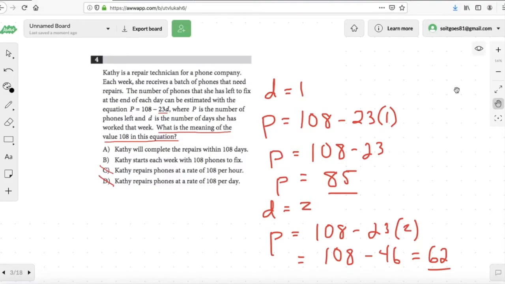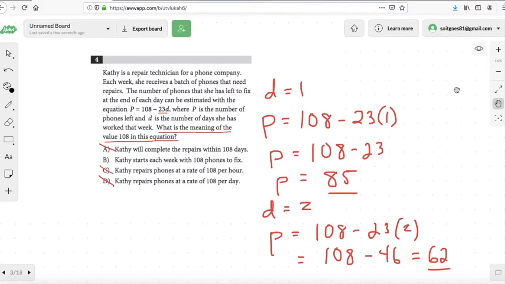And A. A, right? Because it's not going to take her 108 days. Now, it's a true statement. It's going to be within 108 days, but that's not the meaning of 108. Yes. So answer choice B is looking really good. Does that make sense? Yes. Okay. Now, we can confirm answer choice D. Let me show you how.